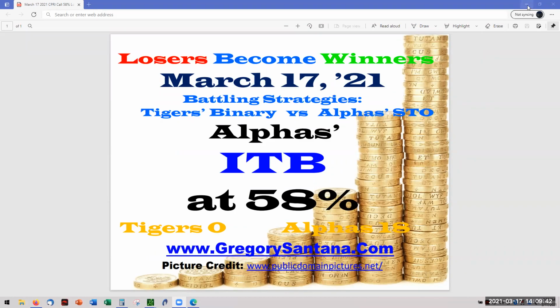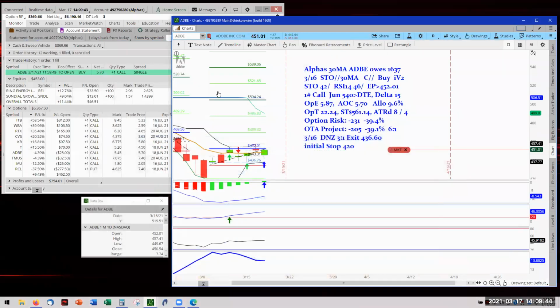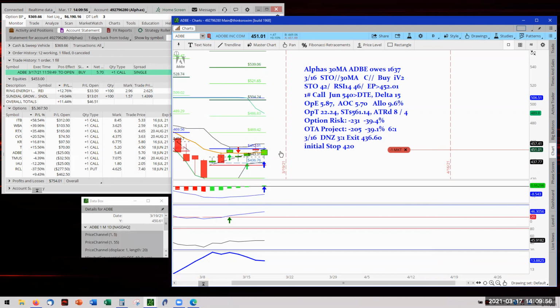Alphas have a new leader, IBT at 58%. There we go, IBT at 58%. But we have a new rival, Adobe, and I want to go into Adobe for a number of reasons. One is that we got filled at a real nice spot. We're looking at a nice ATR. The ATR is approximately two ATRs.